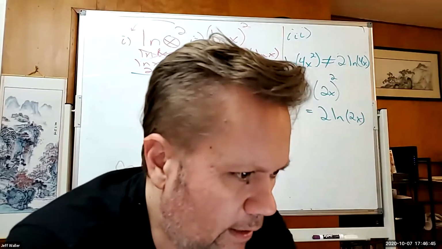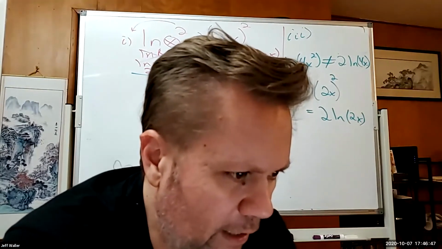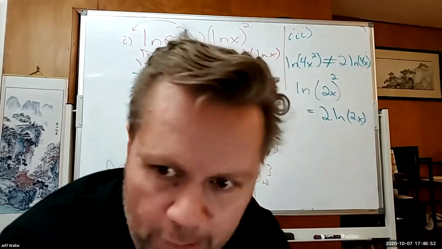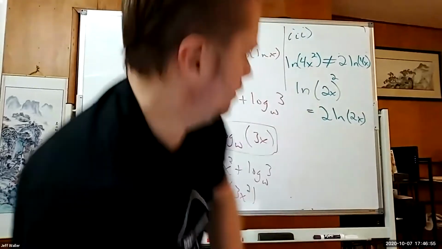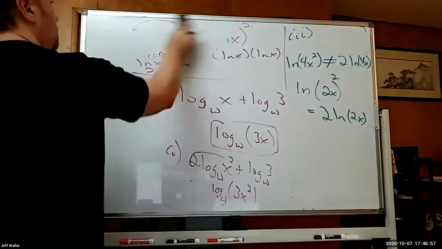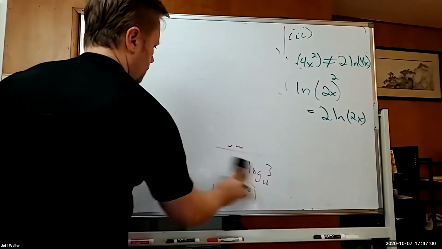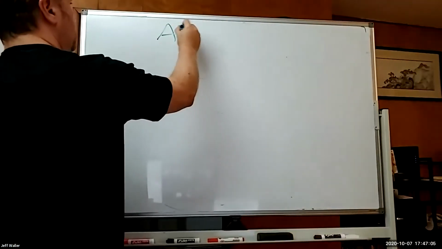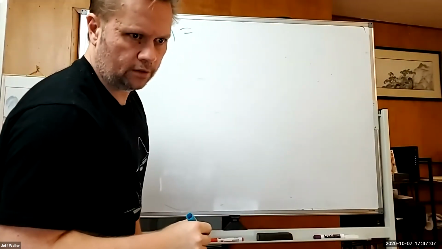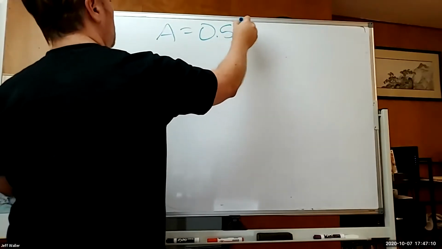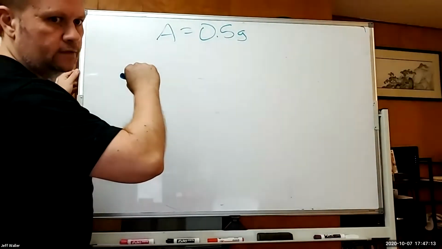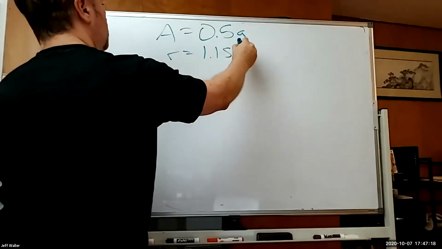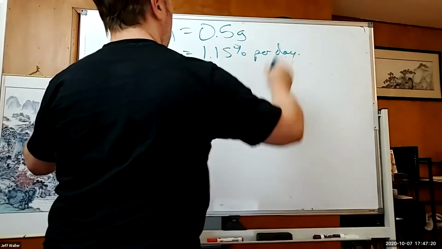So this says a tumor is injected with 0.5 grams of iodine 125, which has a decay rate of 1.15% per day. I like it. So the amount that I've got is 0.5 grams, and it has a decay rate of 1.15% per day.